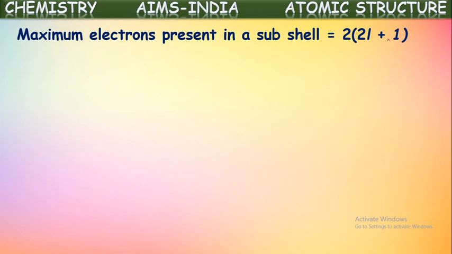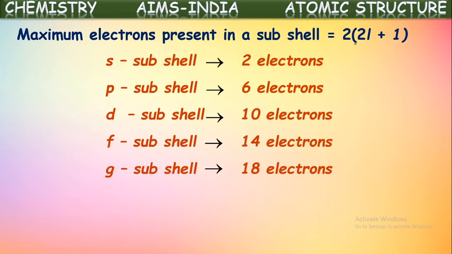If you want to calculate the maximum number of electrons in the p subshell, you substitute 1 in the place of l, because the p subshell has l value 1. So 2 into (2 into 1, 2, plus 1, 3), 3 into 2 becomes 6. So 6 electrons can be accommodated in the p subshell. In this way, the maximum number of electrons in a subshell is given by 2 into (2l plus 1). The s subshell can accommodate 2 electrons, p can take 6, d can take 10 electrons, f 14, and g subshell can accommodate 18 electrons.